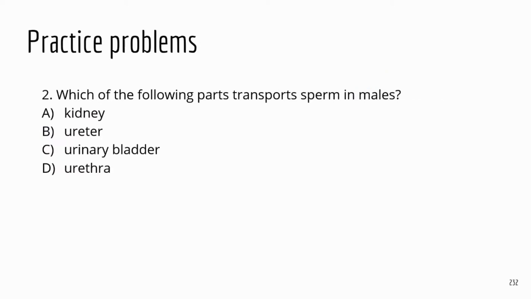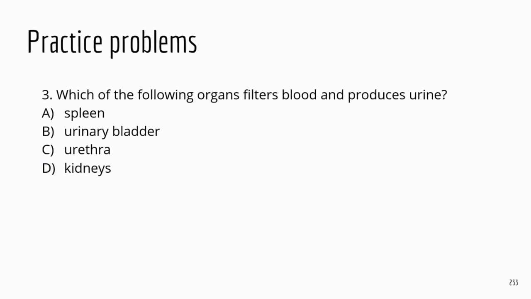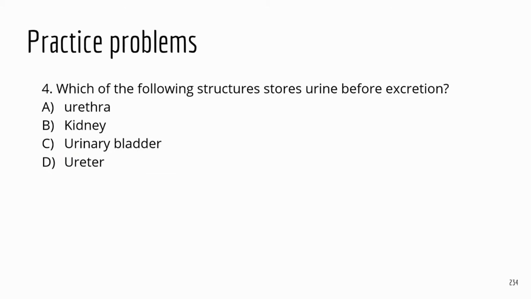Number two, which of the following parts transports sperm in males? The correct answer is urethra. In males, the urethra goes through the penis, so it transports both urine and sperm. Number three, which of the following organs filters blood and produces urine? The correct answer is kidneys. Number four, which of the following structures stores urine before excretion? That's going to be the urinary bladder.